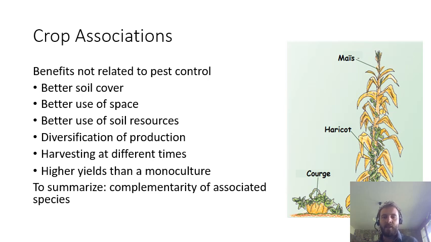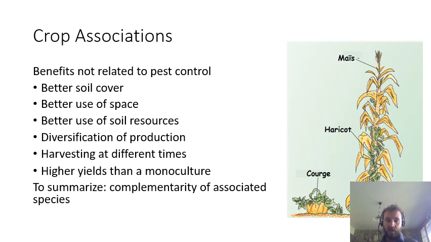Then it is interesting to associate crops because of the different use of soil resources. For instance, cereals will use a lot of nitrogen, and legumes don't need nitrogen because of the symbiosis with rhizobia. They might be able to provide some of the nitrogen to the maize, but mostly they will not be in competition with maize for nitrogen, and the opposite, they will need a lot of phosphorus, which the maize might need less.